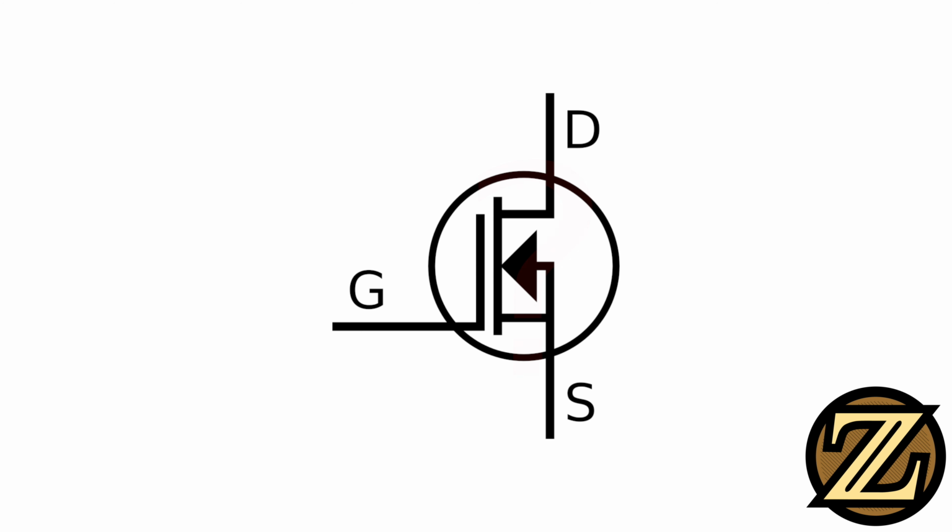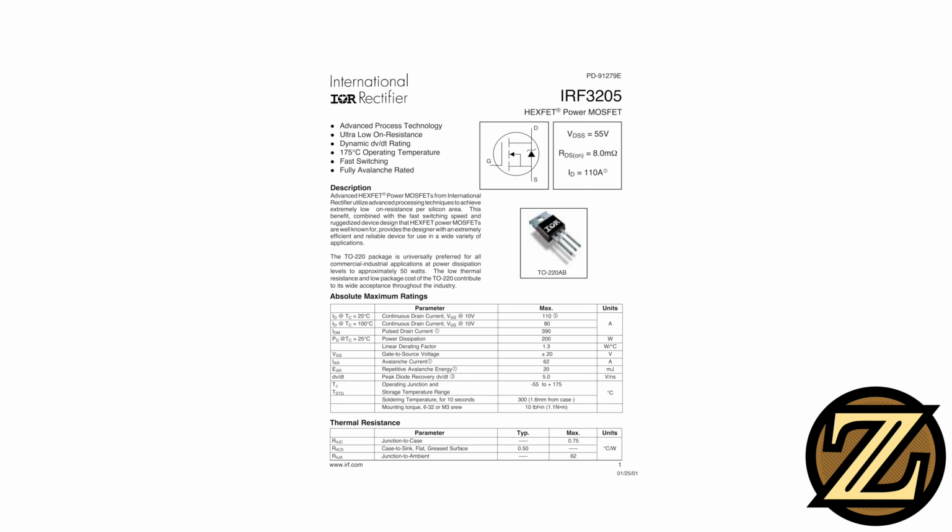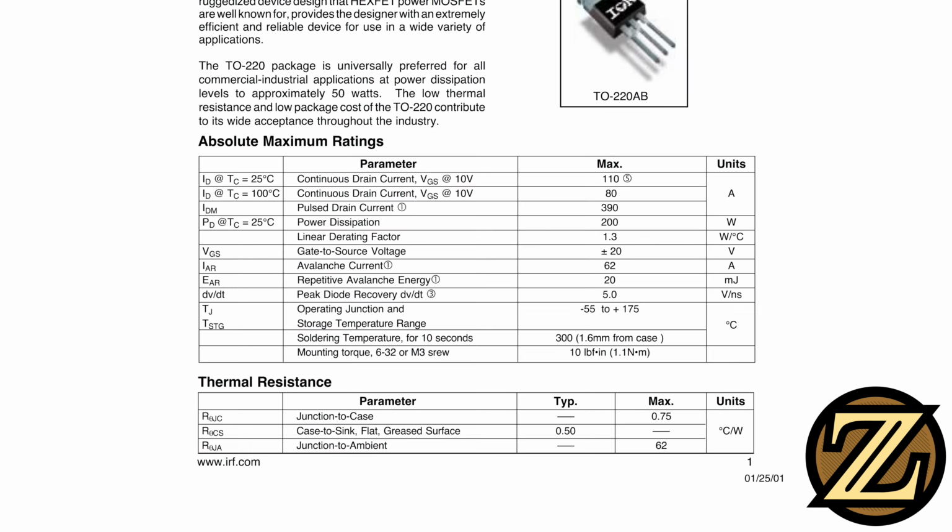Now let's say we're trying to spec out a MOSFET to switch this motor on and off using an Arduino. The same functional requirements need to be met where we need to switch 75 mA of 5 volts with a 5 volt input. I happen to have an IRF3205 sitting on my desk here. Is it a suitable MOSFET? Let's take a look at the datasheet.